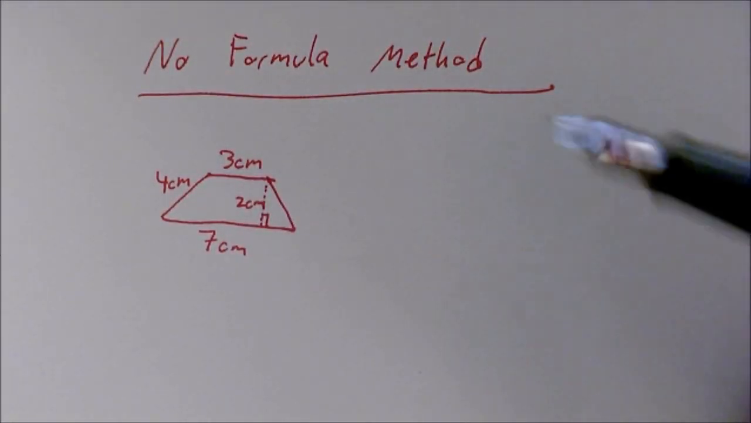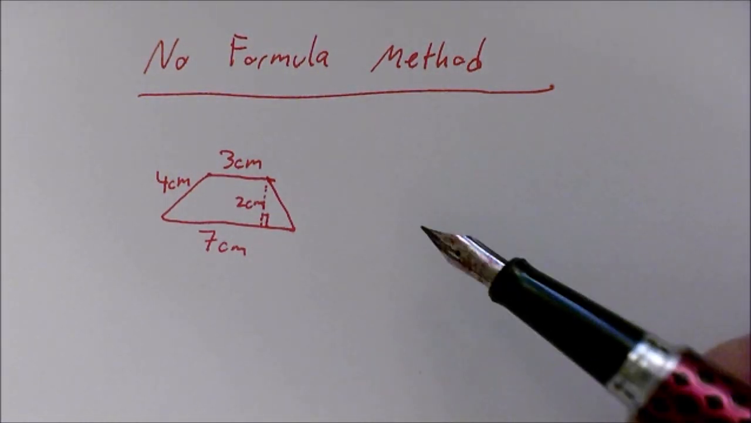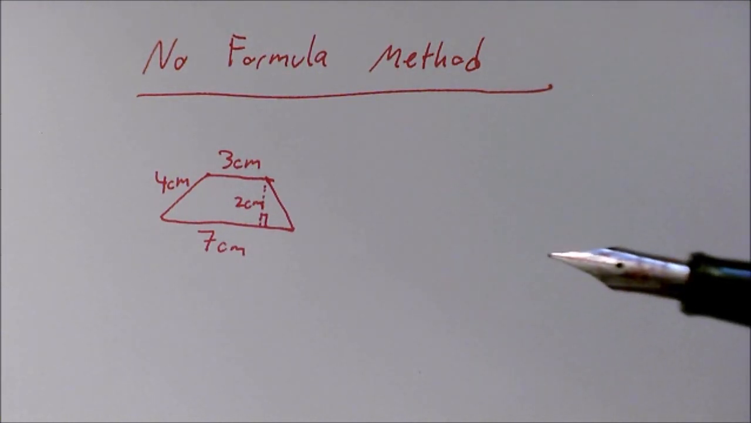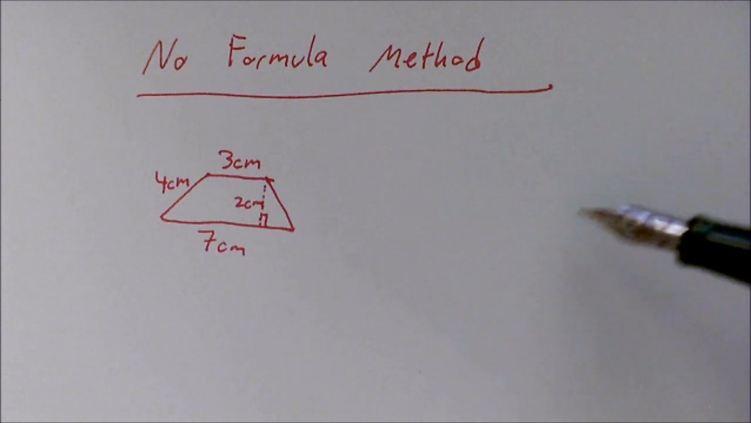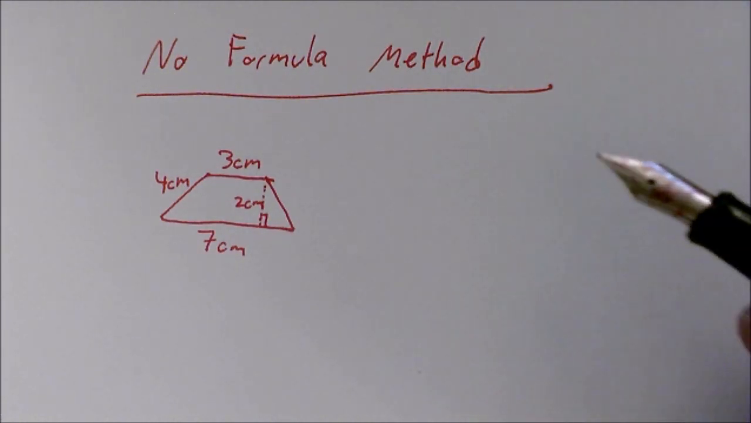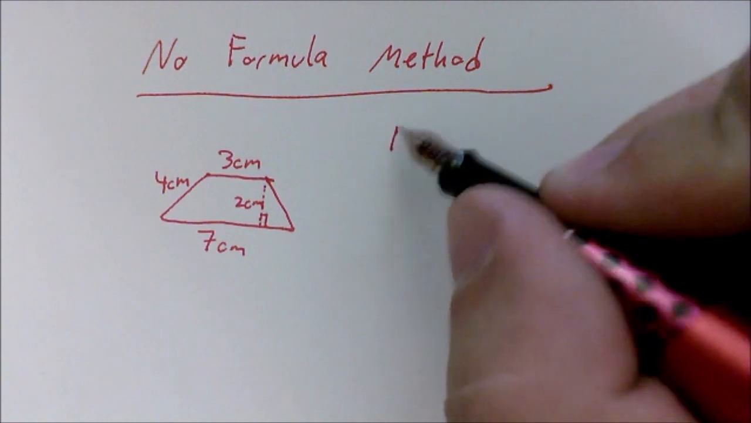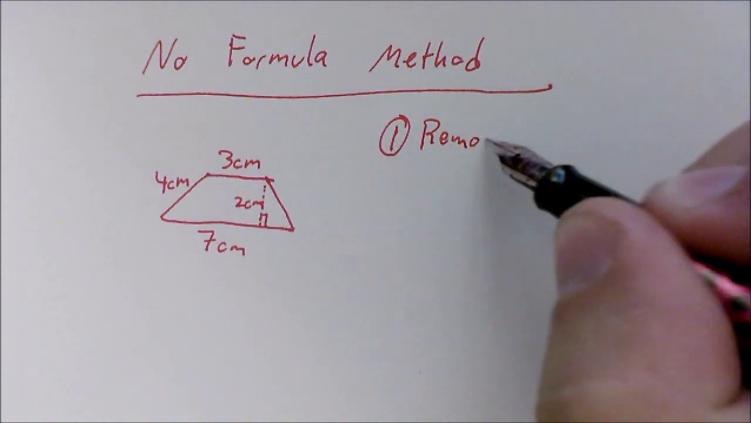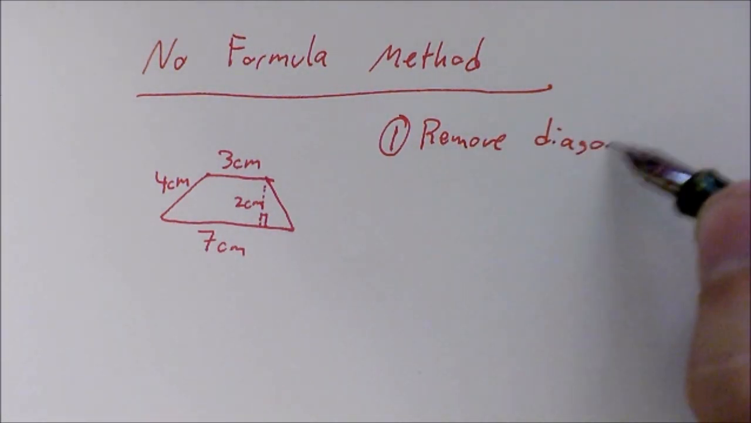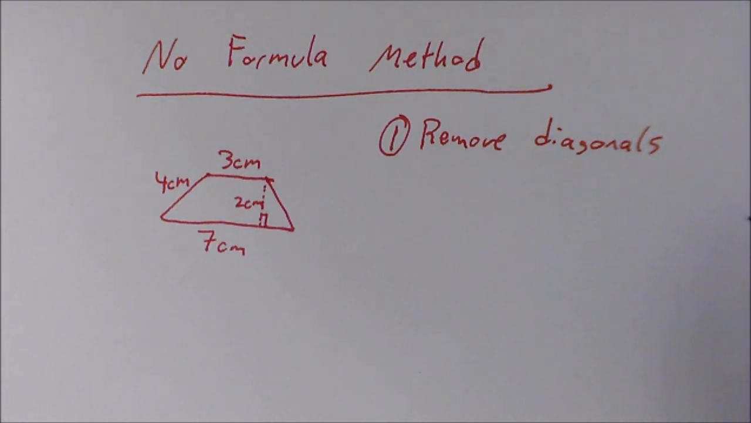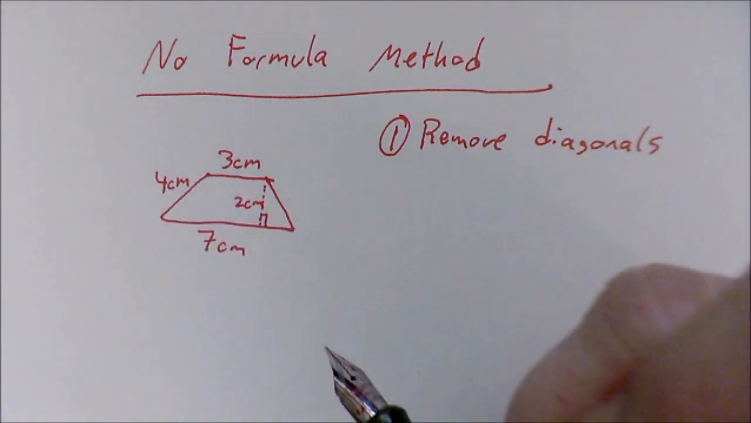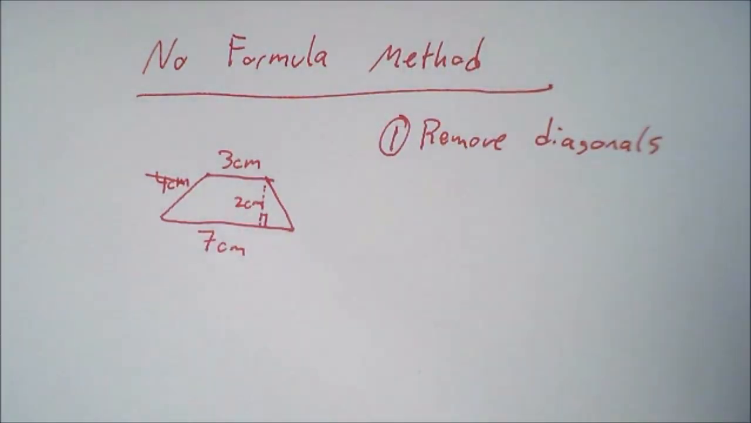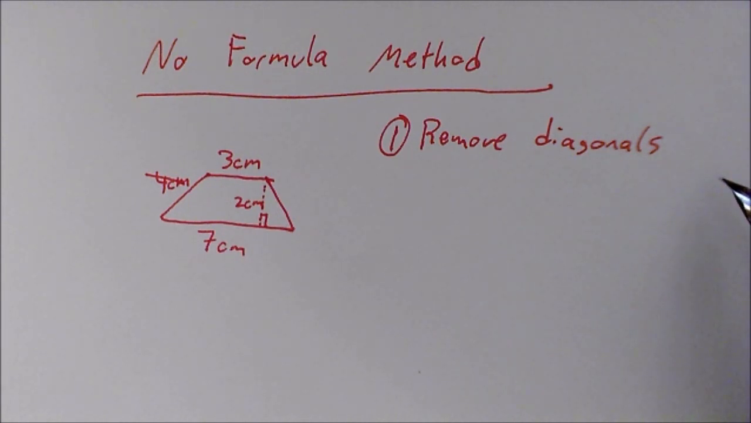Now the first way I'm going to talk about is the no formula method. While there is a formula that can be used to calculate the area of a trapezoid, there is a method of finding the area that doesn't require the memorization of a formula, but it still does require knowledge of 3 steps. Step number 1 is to remove diagonals. And that's simple enough. In this case, our 4 centimeters is a diagonal line.